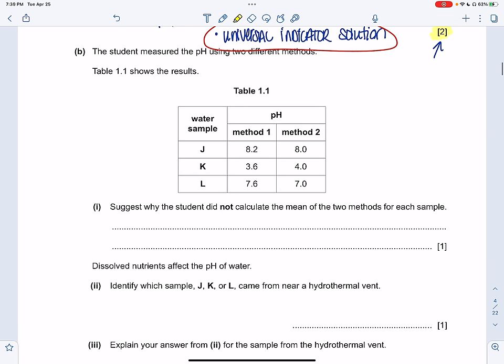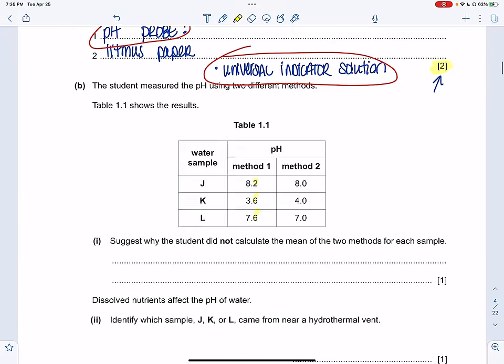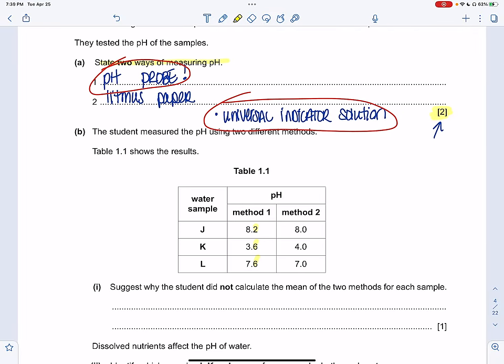Okay, a student measured the pH using two different methods. Here's the results. So method one, we can see we have measurements to the tenths place. This is probably something that's from the pH probe. Method two, we just have some whole numbers there. And so I'm assuming this is the universal indicator.